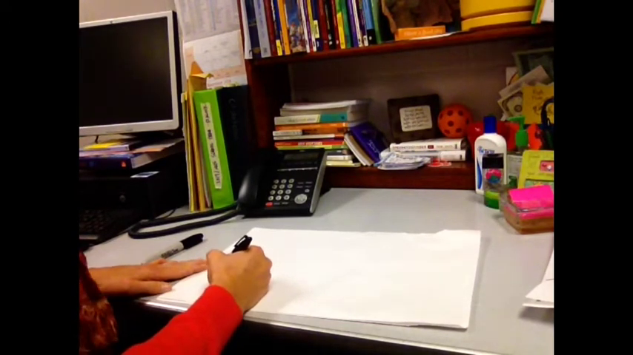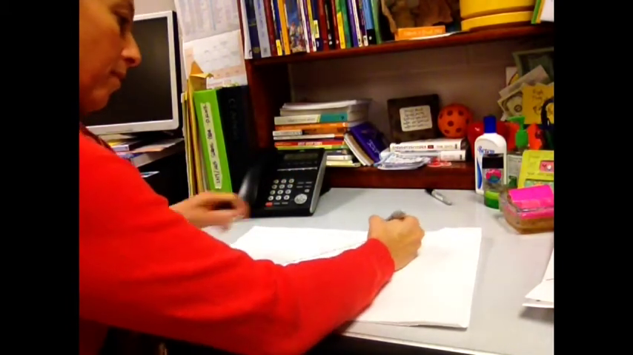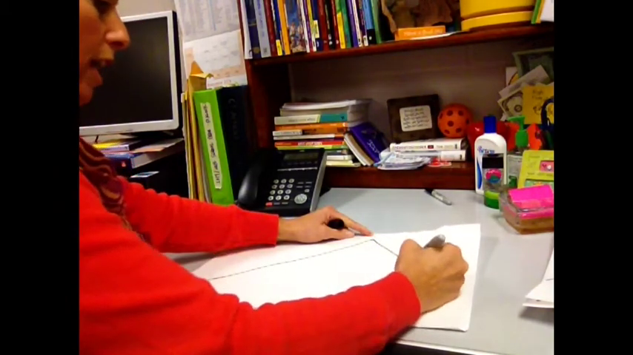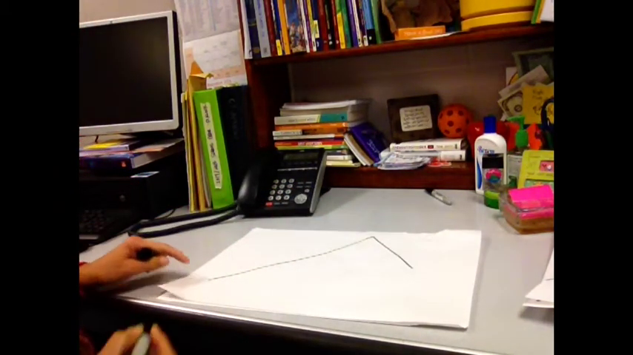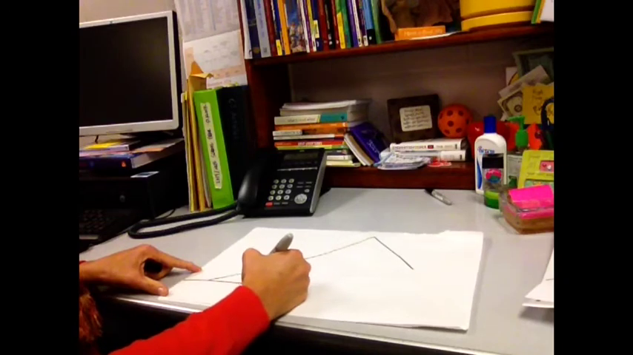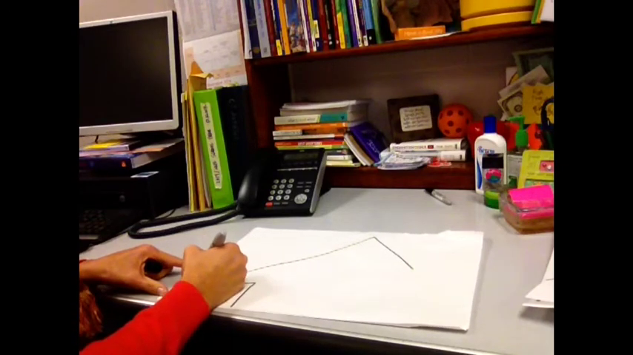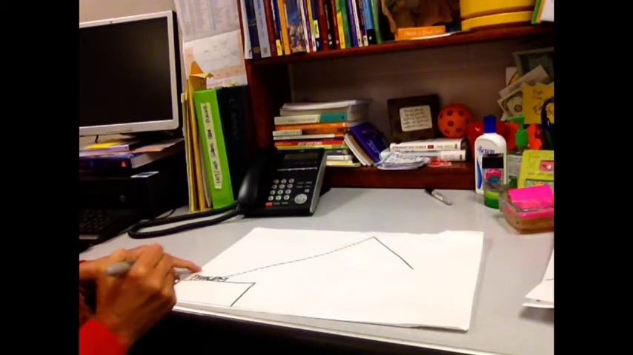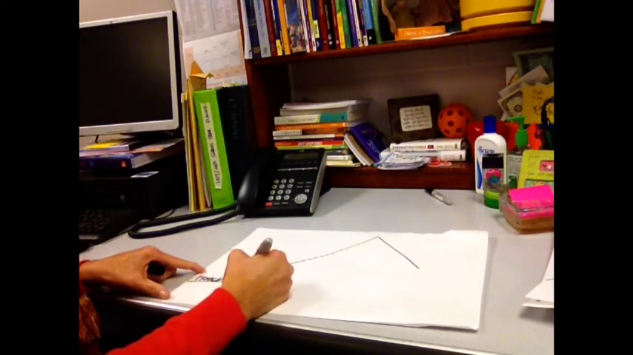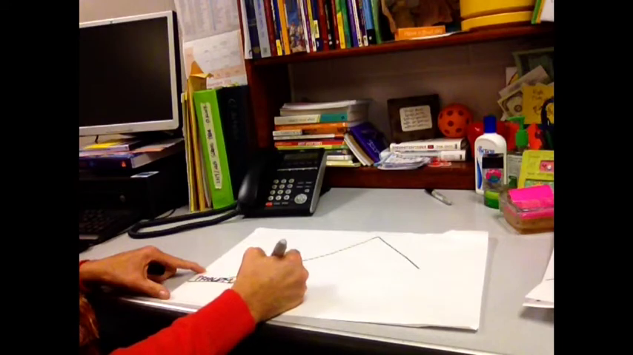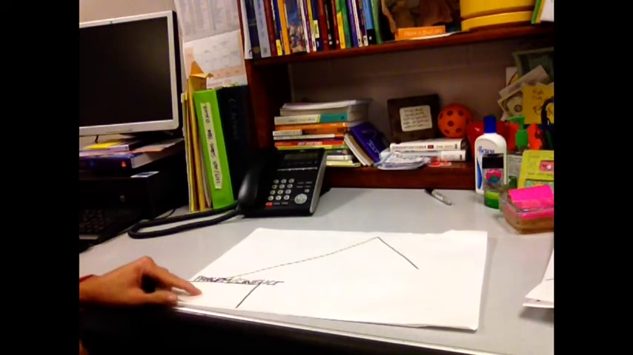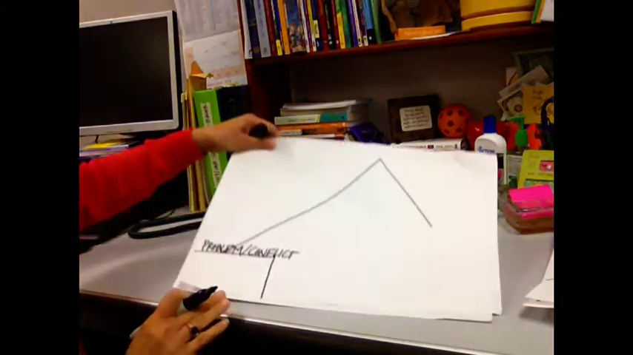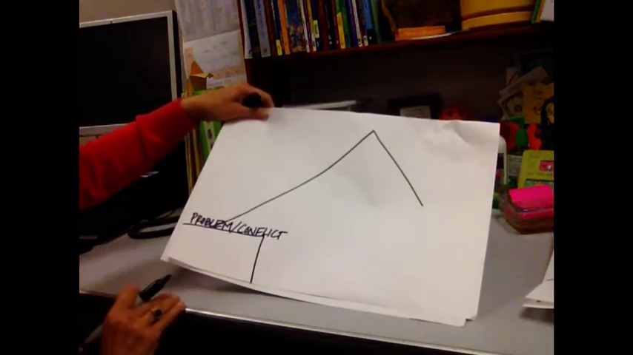I call it a plot mountain. Oops, that's a bad marker. You're going to make a plot mountain. This is what it's going to look like. Your plot starts down here with some kind of a conflict or problem. So you'll write problem/conflict. That goes down here, and then in the box you'll write what the problem or conflict is.